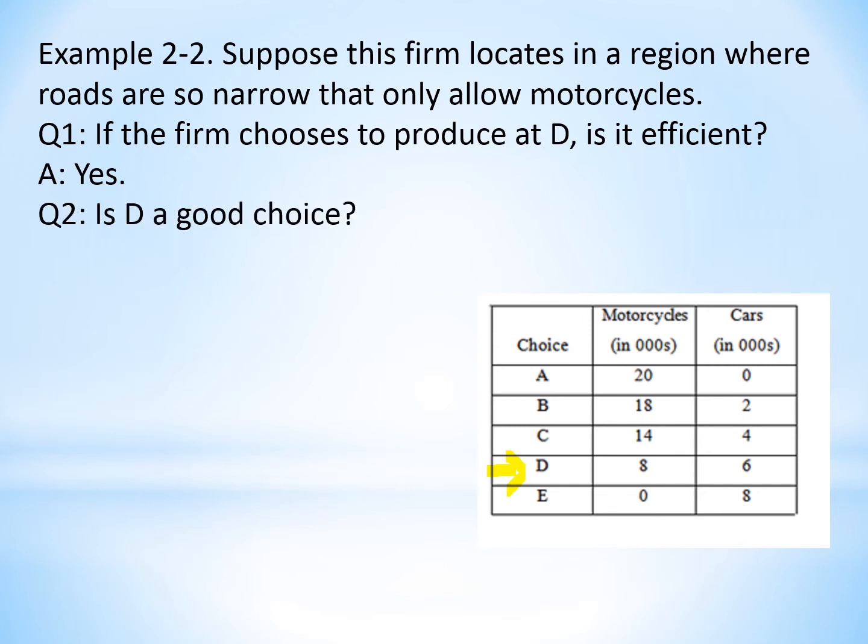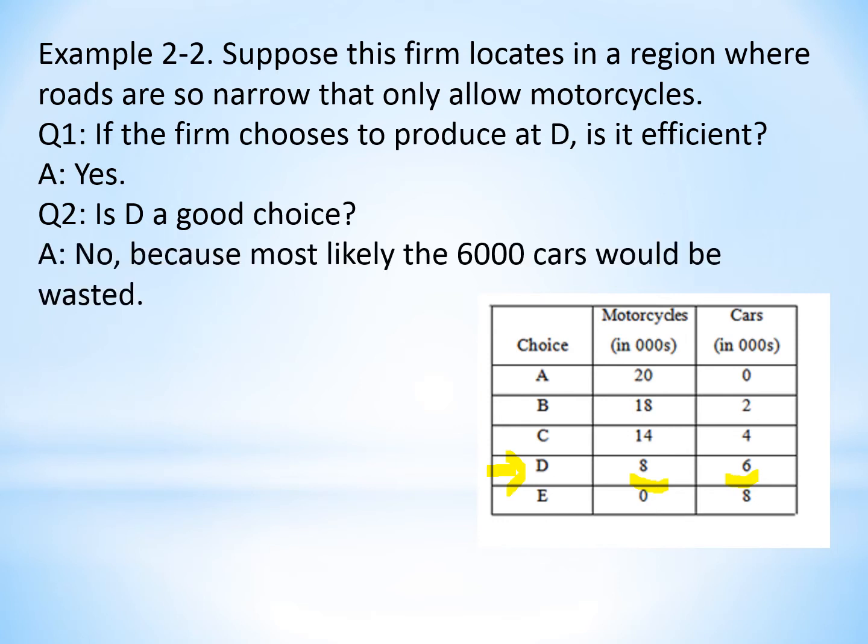Okay, next question. Is D a good choice? What do you think? They produce 6,000 motorcycles. They probably will sell them, but 6,000 cars, people may not buy them. So I would think that because most likely the 6,000 cars would not be sold, no, that is not a good choice.